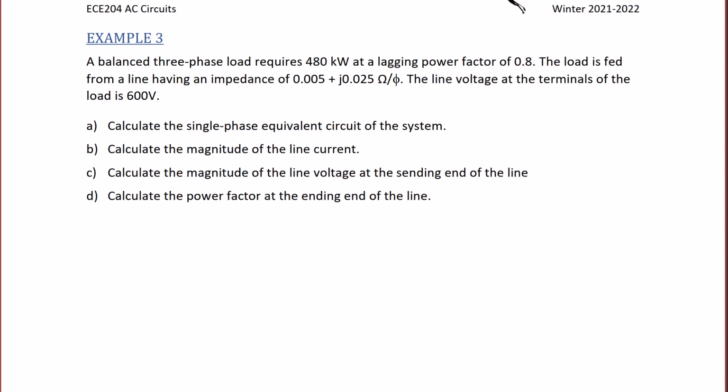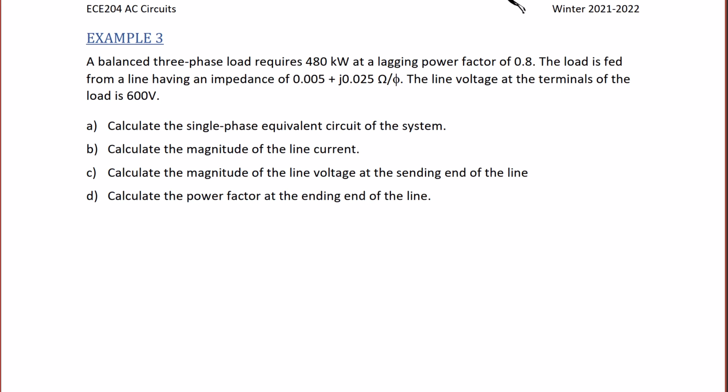Example 3. A balanced three-phase load requires 480 kilowatts at a lagging power factor of 0.8. The load is fed from a line having an impedance of 0.005 plus j0.025 ohms per phase. The line voltage at the terminals of the load is 600 volts.